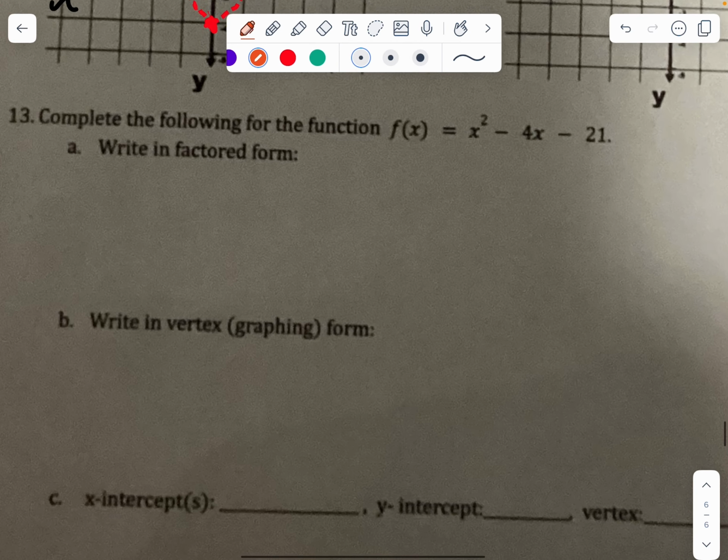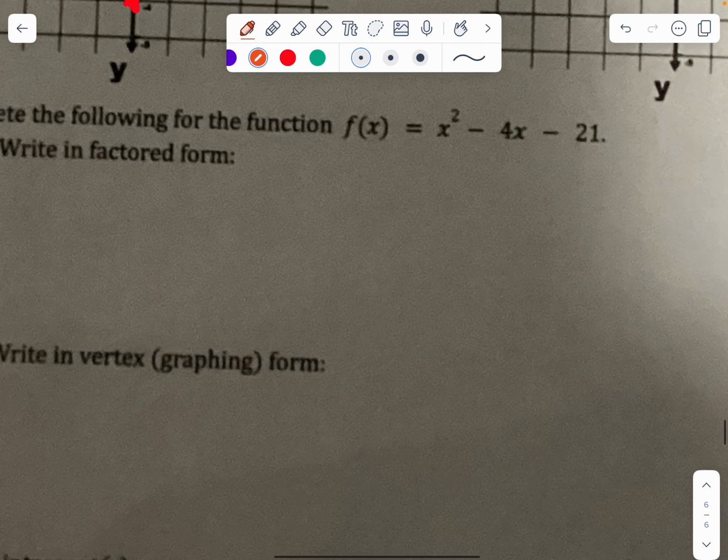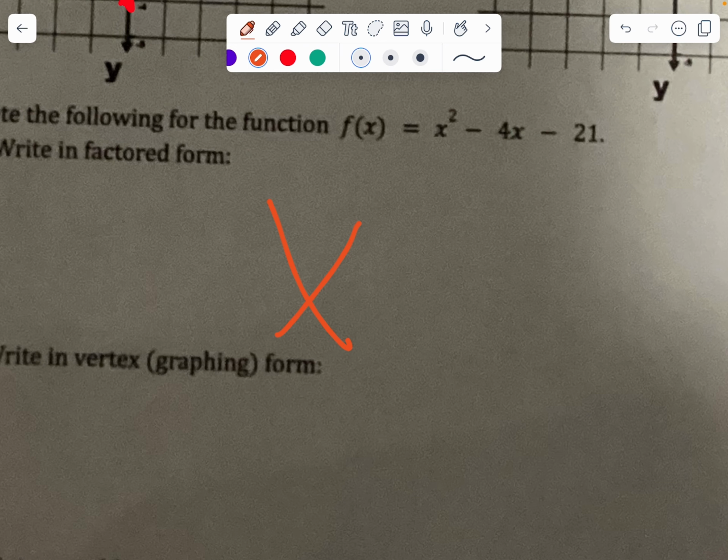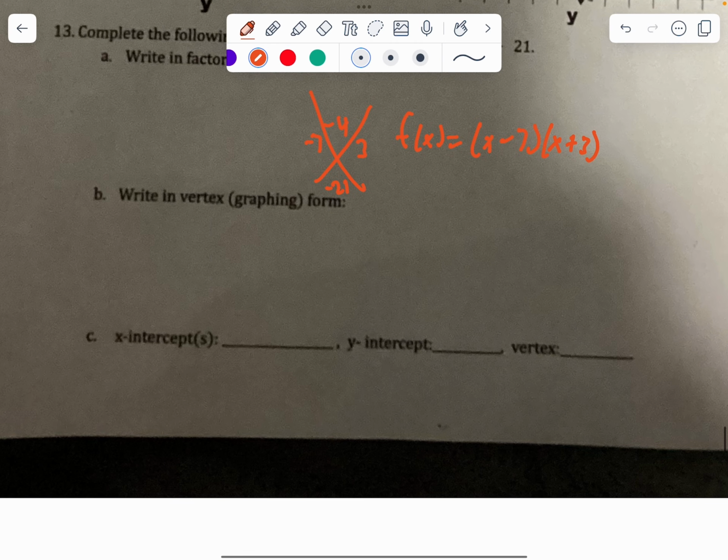Write this in factored form. Gonna try factor it real quick. So it's gonna be y equals, or no, well, it could be y equals. In this case, they provide f(x). f(x) equals (x minus 7) times (x plus 3). Right, in vertex graphing form.